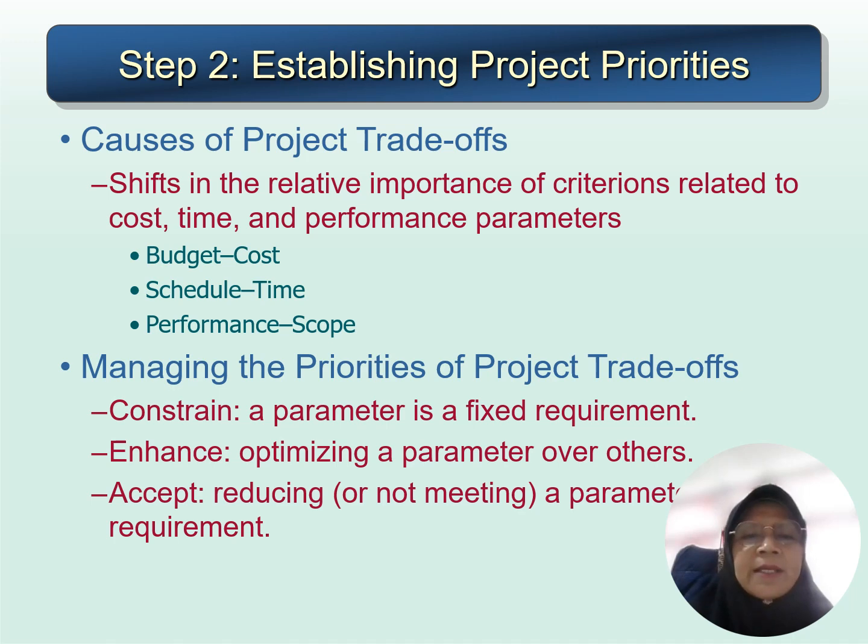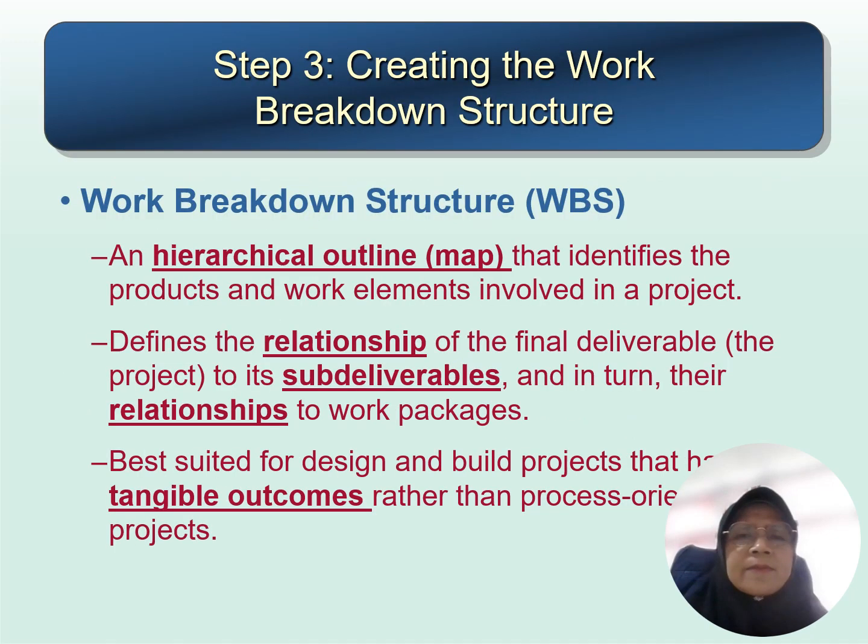Okay. Then managing the priorities of the project trade-offs includes identifying the constraint, which is the parameter that is a fixed requirement, enhancing by optimizing a parameter over others, and also accepting or reducing, or not meeting, a parameter requirement.